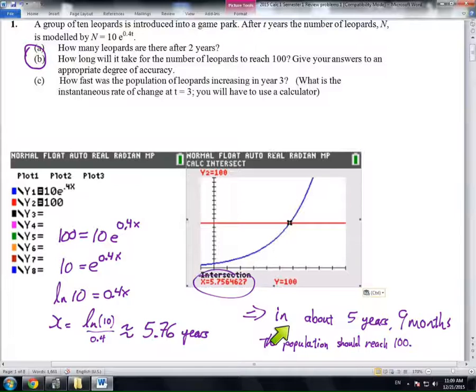That's my logic. So it says in about 5 years, 9 months, so about 5.76 years, which is about 9 months into the 6th year, the population should reach 100. So don't forget to answer in context as well.